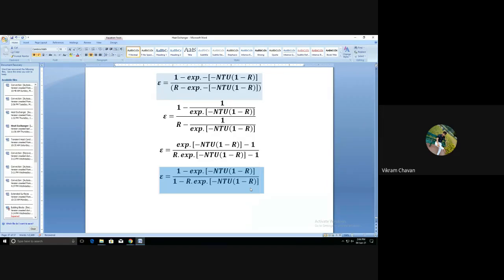Okay, note down all the points, because the derivations are important ones. Some problems are solved on the basis of a derivation only. Okay, so some of the clues you get to solve the problem through these derivations. And the two equations for effectiveness of parallel flow and effectiveness of counter flow, these are important equations.